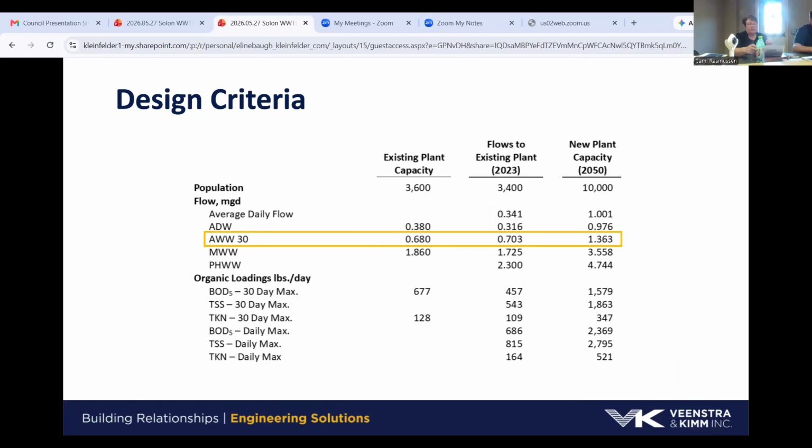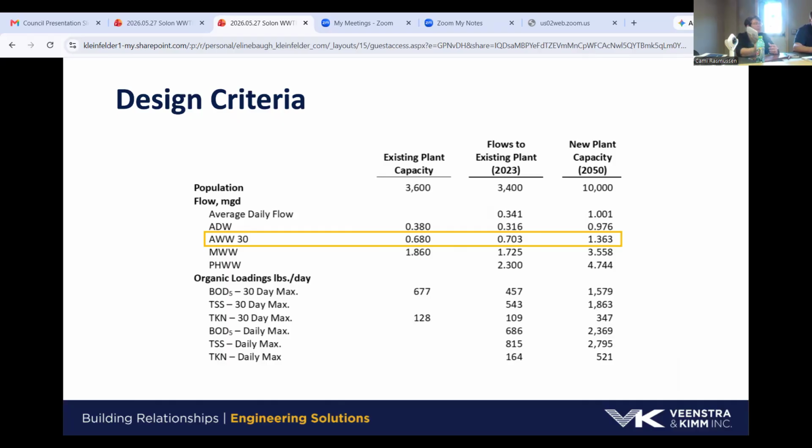And at Iowa DNR, if you get over 1 million gallons per day flow on that AWW 30 that we show there, which Solon is not right now, but would be in the future, now you're required to also address nutrients, which is nitrogen and phosphorus, and you start getting limits for those. So that requires a slightly different treatment method to address those items, additional treatment steps and processes.